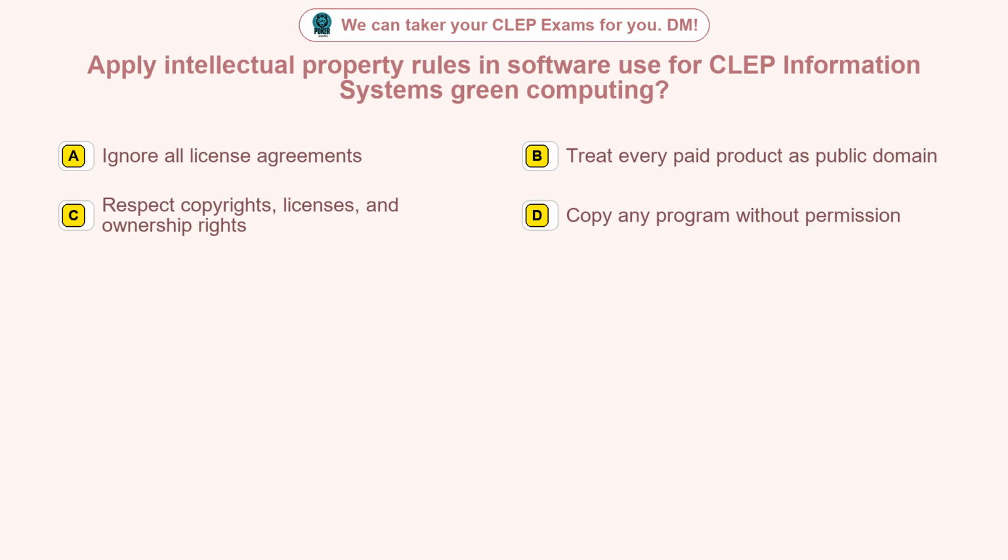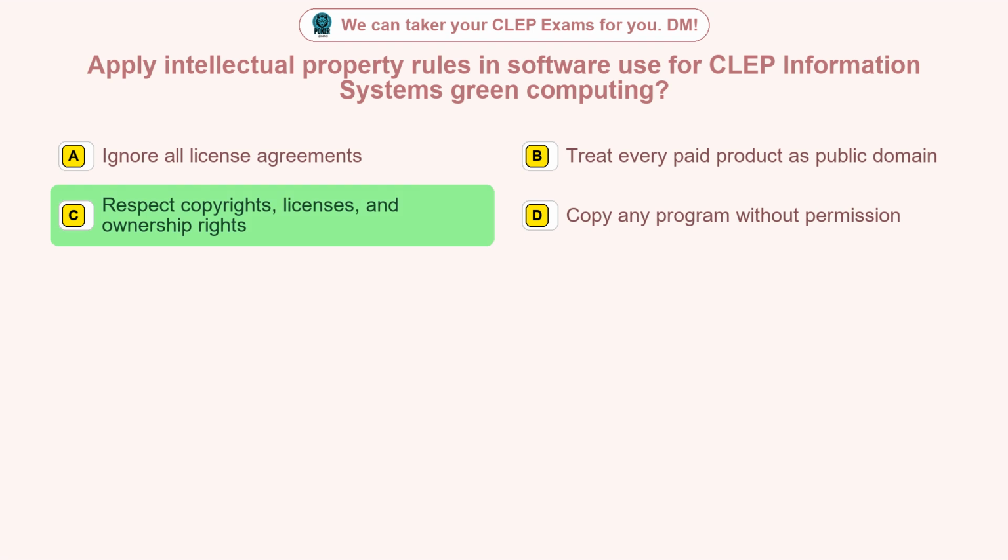Question 98. Apply intellectual property rules in software use for CLEP Information Systems green computing. Option A. Ignore all license agreements. Option B. Treat every paid product as public domain. Option C. Respect copyrights, licenses, and ownership rights. Option D. Copy any program without permission.